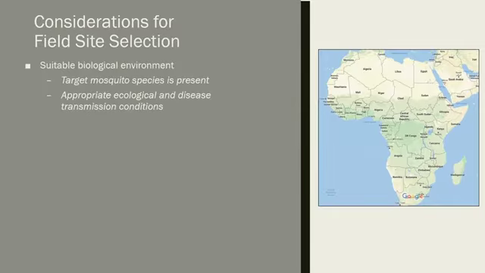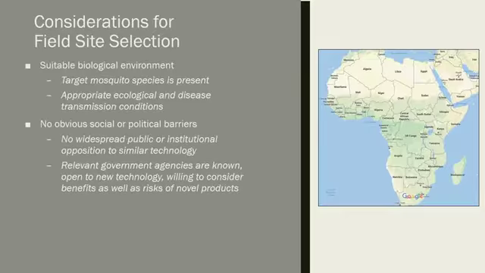So first of all, we need a suitable biological environment. It must be targeting, don't make it too difficult. What's the major species there? Is it an Anopheles gambiae? Is it sensu stricto, coluzzii, whatever? And presumably, you want an area where malaria is not too low and not supersaturated, so somewhere in between.